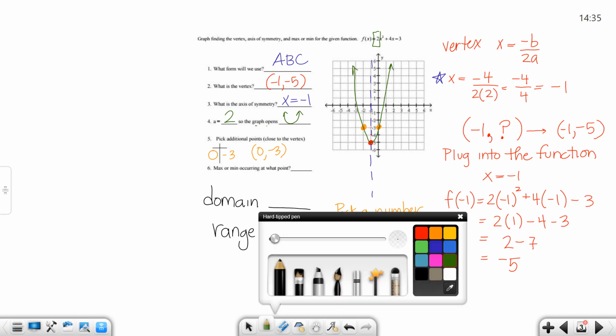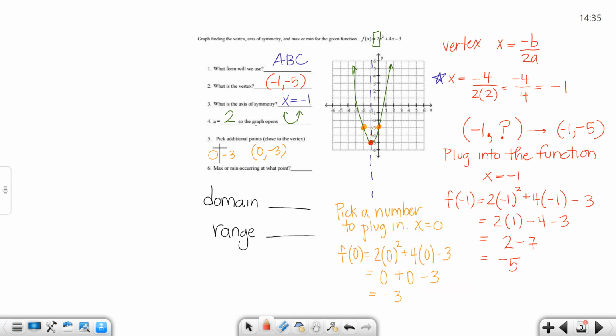Now, step number 6 says, is this a max or a min? Let me talk to you about a max or a min for just a second. The vertex is always either the highest point or the lowest point, and that means it's either the maximum point or the minimum point. So if I look at this red dot on here, I'll see that's the lowest point on my whole graph. So since that's the lowest point on my whole graph, that means there's a minimum.